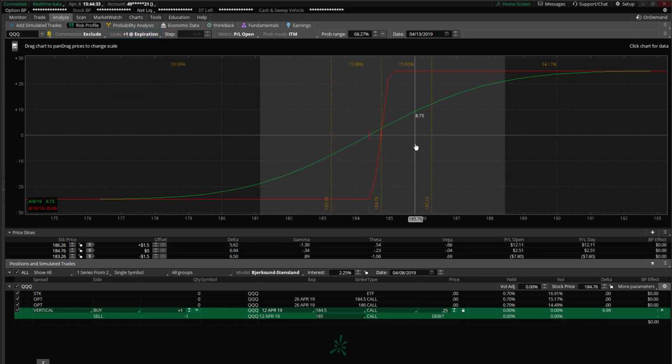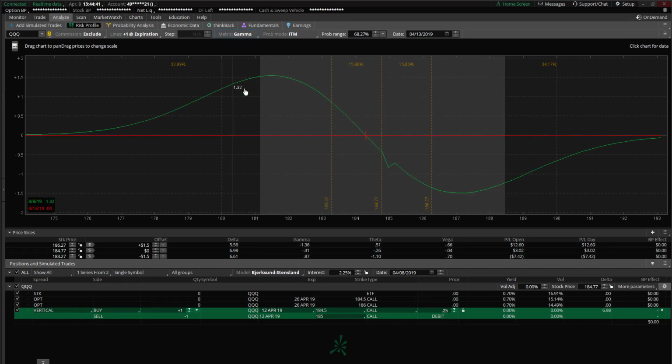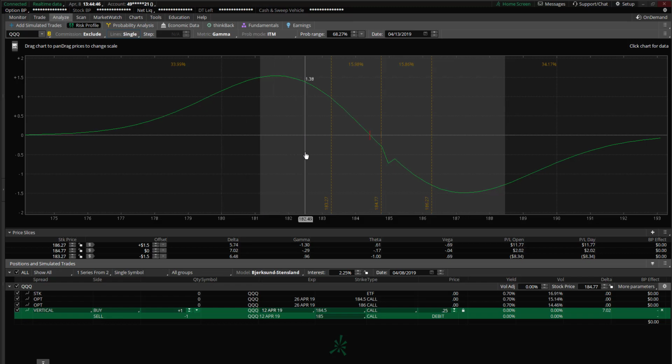But changing this metric from P&L open or P&L day really should only be applied when you set this to single. And looking at this does not give you a lot of analytical edge. It's not going to really help you out any, right? But at least now you do understand why it's there and how you can use it.